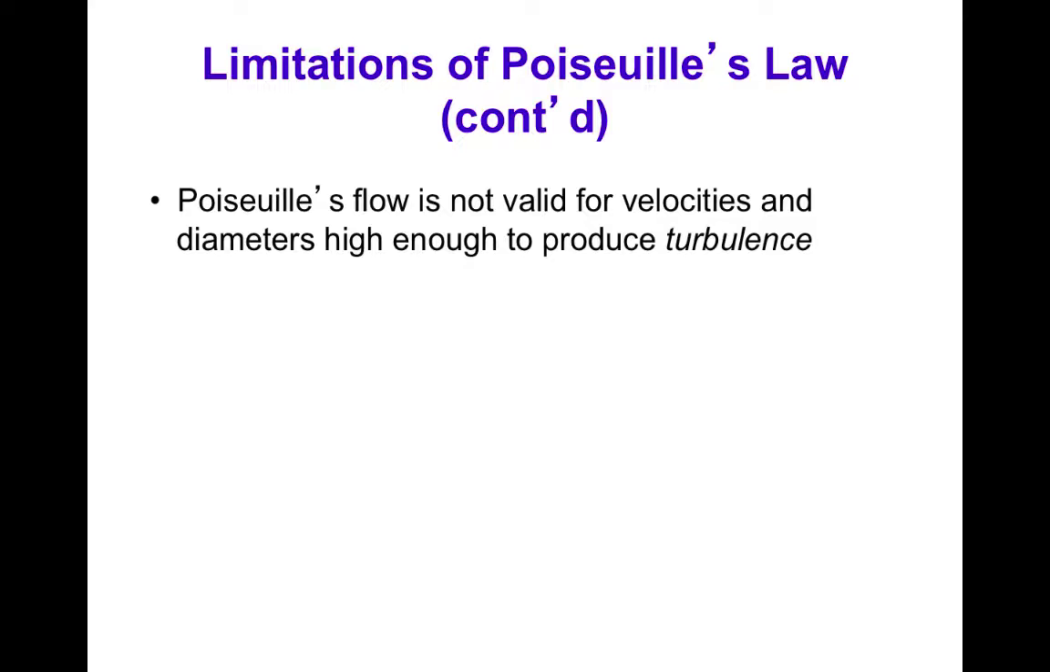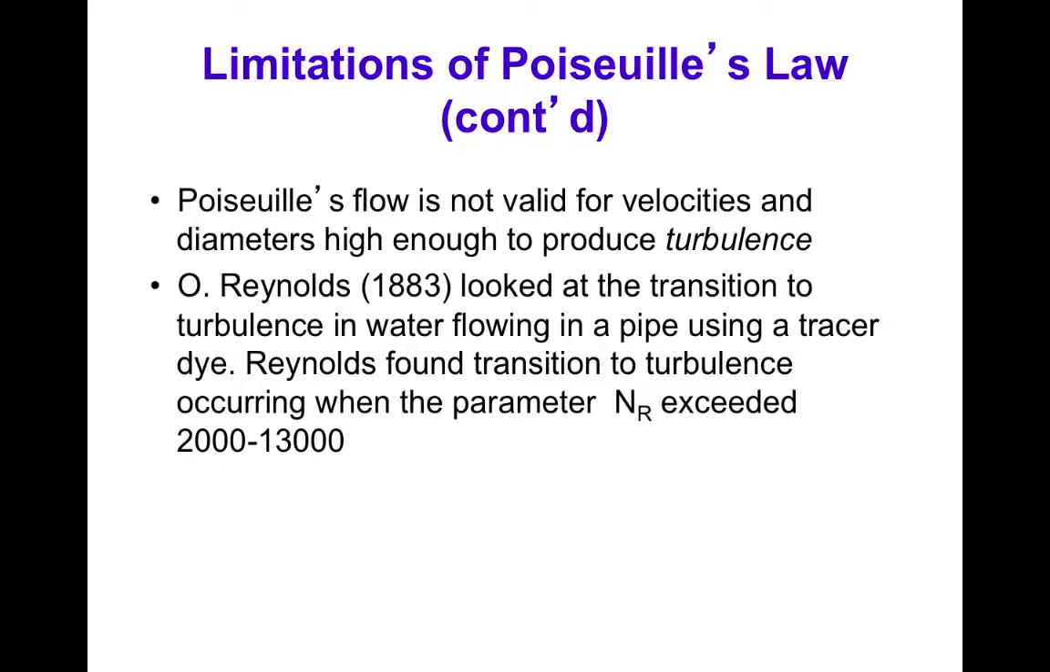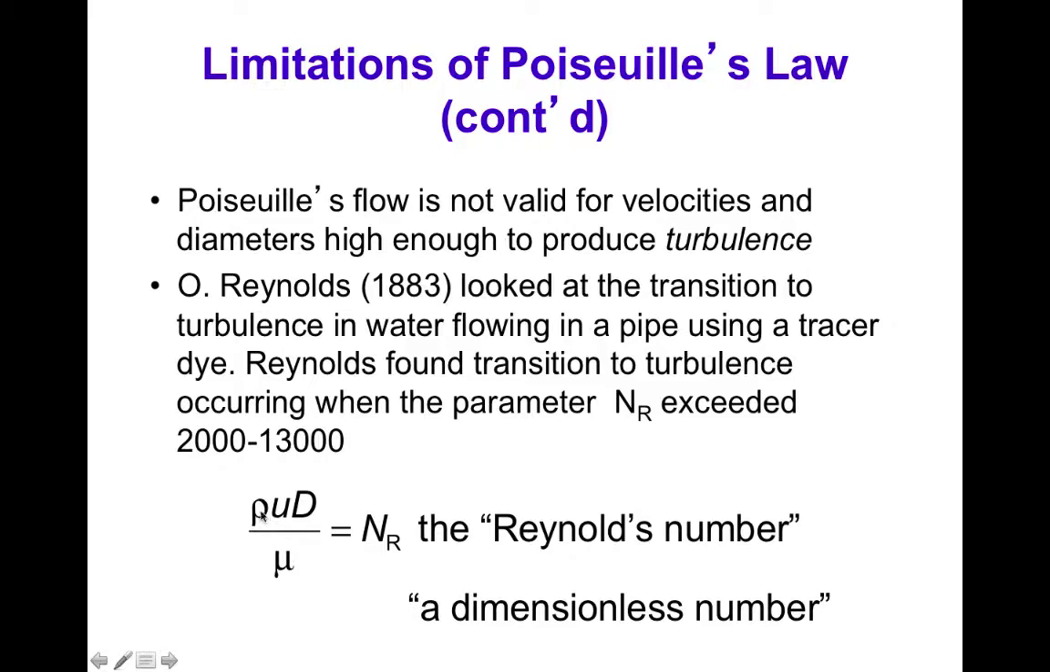Another situation where Poiseuille flow is not valid is when the velocity and diameters are high enough to produce turbulence. Reynolds in the 19th century did experiments trying to figure out at what flow conditions a laminar flow would become turbulent. He discovered a parameter called the Reynolds number, which is dimensionless, where the transition to turbulence would occur when this parameter was something in excess of 2,000, depending on other factors like the smoothness of the wall of the tube. So the Reynolds number is defined as rho u d over mu, and this is a dimensionless quantity.